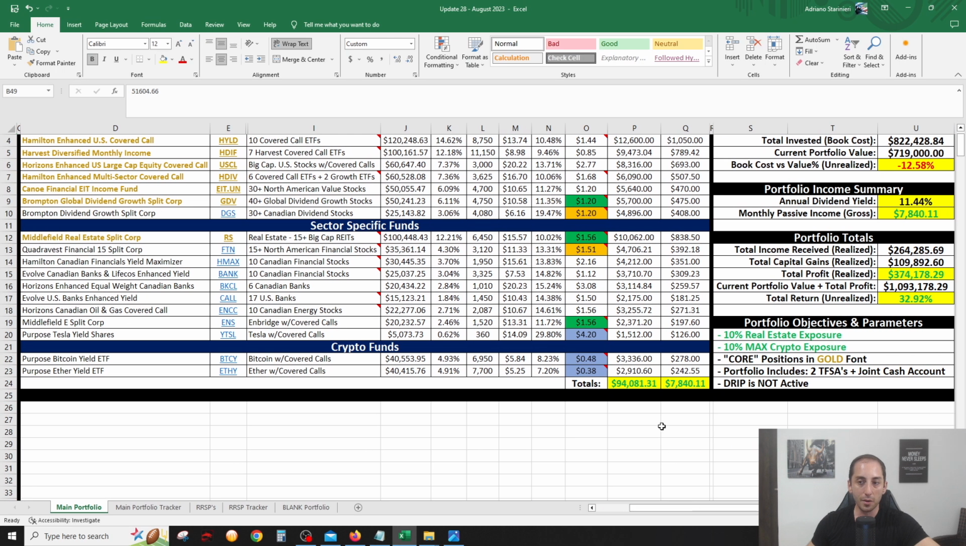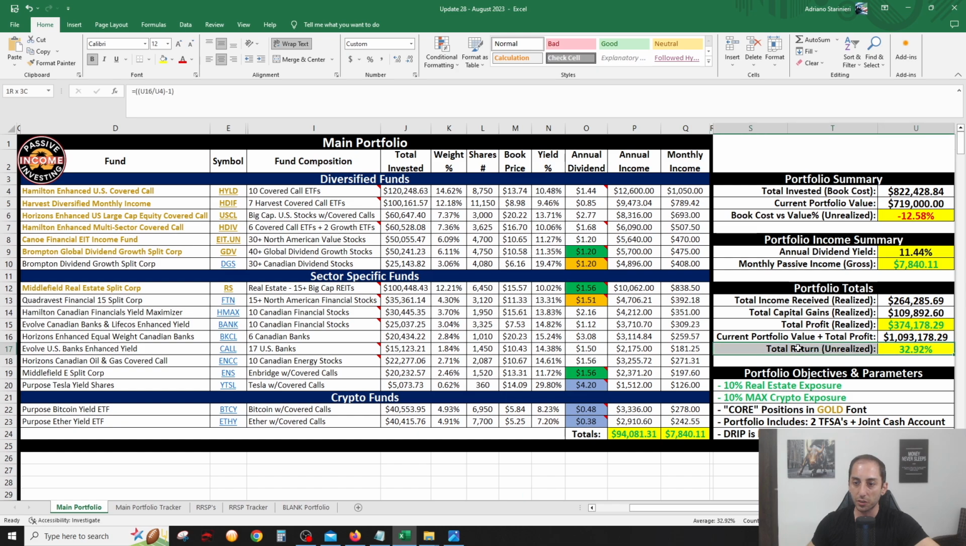So this number here, the total return, my unrealized total return, this is if I would sell off everything tomorrow or today and take that a loss, a 12% loss on my capital. Well, you gotta, like CLM, right? You can't just look at the capital. You gotta include the income and the realized income and profit.